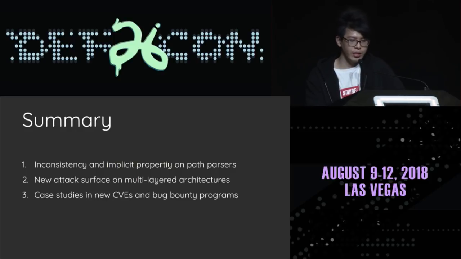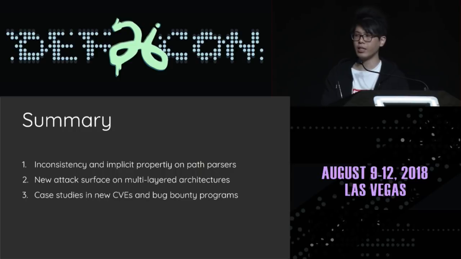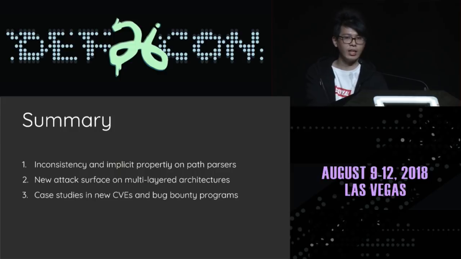Okay, summary. In this talk, we first showed the attack surface of path parsers and path normalization, including inconsistency, misuse methods, and the off-by-slash problem in Nginx. Then we introduced a new attack surface on the reverse proxy architecture that can bypass access control and escape from context mapping. Lastly, we showed several case studies on not only open source applications, but also bug bounty programs.